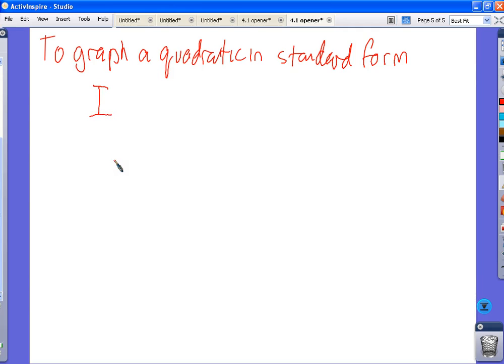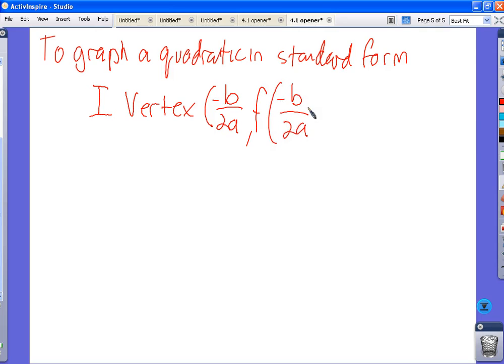What are we going to do first? Find the vertex. So we're going to find negative b over 2a. We're going to take that, F of negative b over 2a. That means take this, put it into the function, and then do what needs to be done: square, multiply by 2, add 6 times that thing, minus 3, whatever needs to happen. And you have your y value. Okay? And we'll plot the vertex.